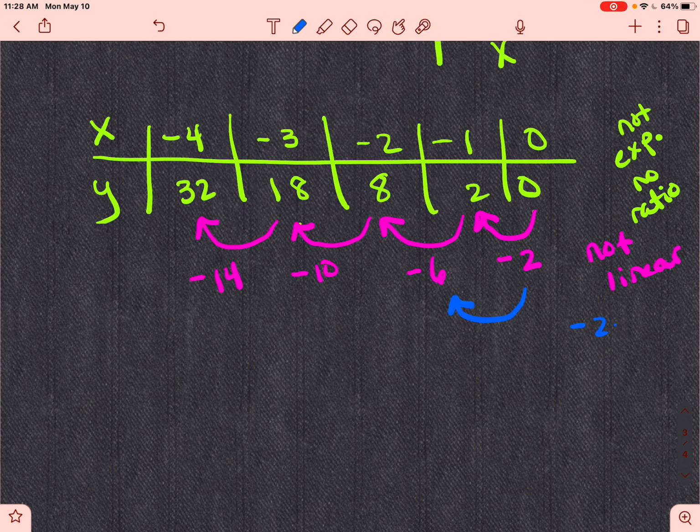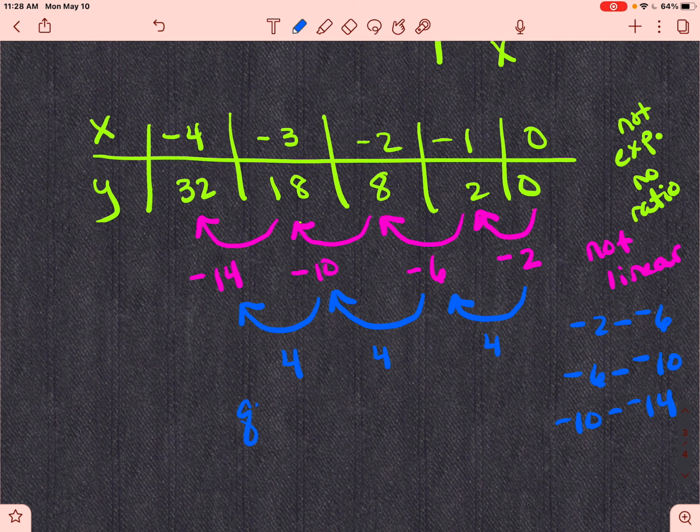-2 minus -6 is a +4. -6 minus -10 is a +4. And -10 minus -14 is also a +4. Use a calculator if things are messing you up. This is quadratic. It is second degree. It is going to have x squared in our equation. It's not going to have x to the third or the fourth. It's only going to have x to the second as our highest degree. And that's all we're going to cover of those for right now. Let me know if you have some questions.